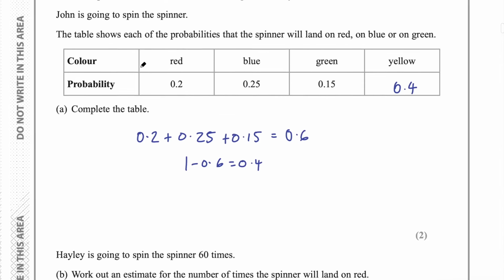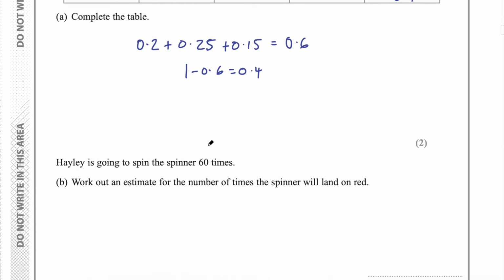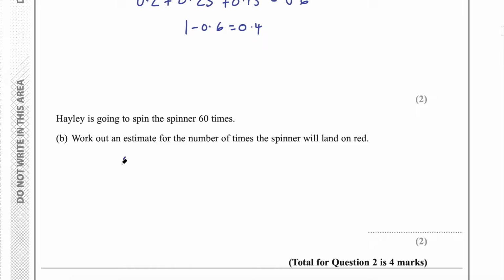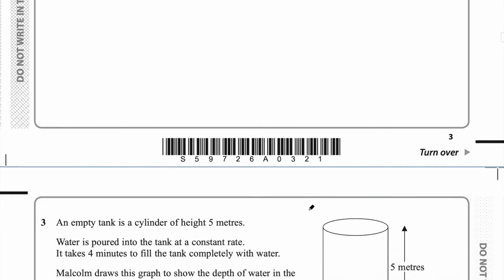Okay, so the probability of red was 0.2. If she's spinning it 60 times, we'd estimate the number of times it lands on red would be 60 times 0.2. This is like 60 divided by 10 times 2. So 6 times 2, which is 12. So my answer there would be 12 times. And that was question 2 for 4 marks.